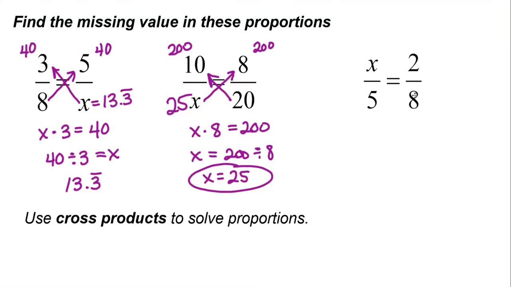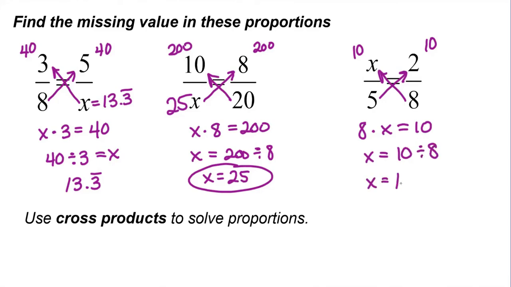And then again in the last one here, I'm going to use cross products to solve this. 5 times 2 is 10, so this cross product also has to be 10. So I'm thinking, 8 times what would give me 10? To answer that, I'm going to use division. 10 divided by 8 will give me my answer, and 10 divided by 8 is 1.25. So that's the missing value in this proportion: 1.25 over 5 is equal to 2 over 8.